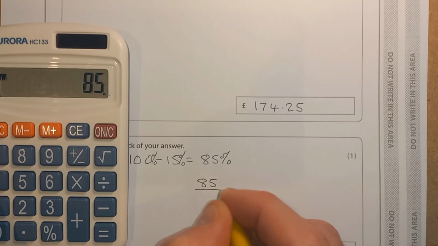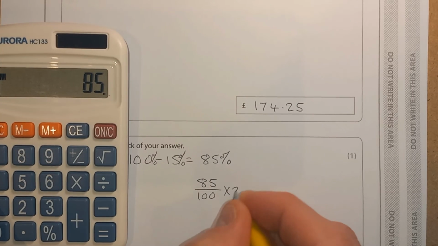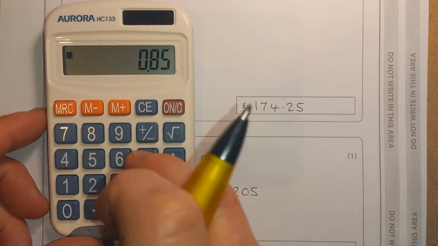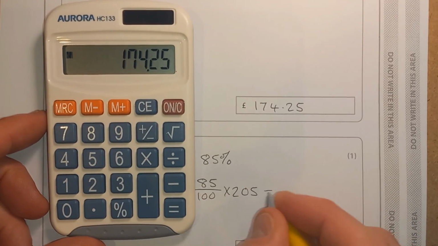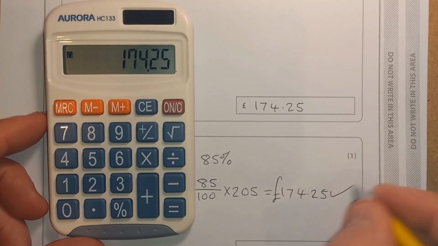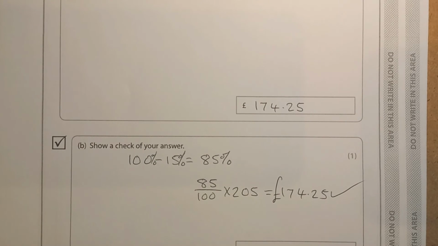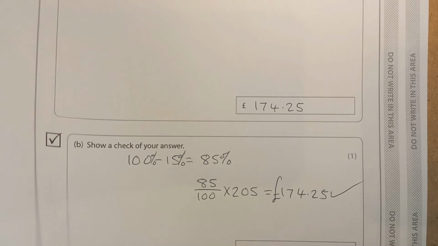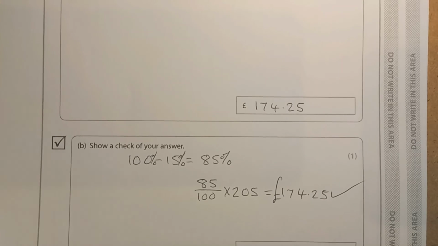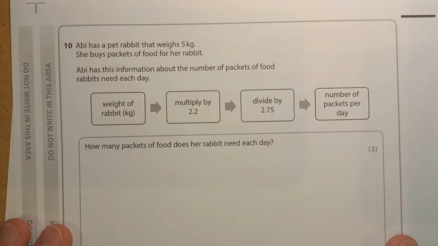So we can do 85 divided by 100 times 205, which gives us £174.25 again, which is correct. Yeah, so you could do a reverse calculation as well if you want. I like doing it this way. I think it's really handy, especially if you move on to level 2 and GCSE later on. Okay.